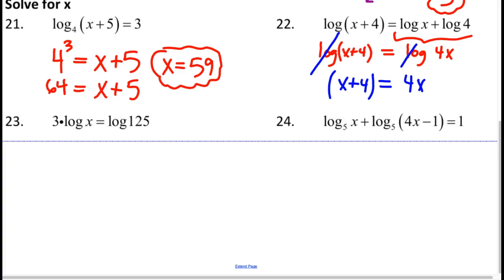Dropping logs. So now we got x plus 4 equals 4x. You're going to subtract one of those x's to the other side. That's going to be minus x there, minus x there. You're going to end up with 3x equals 4.